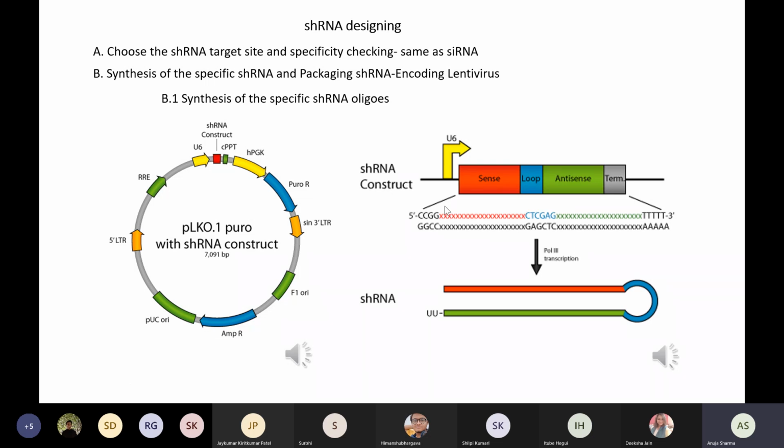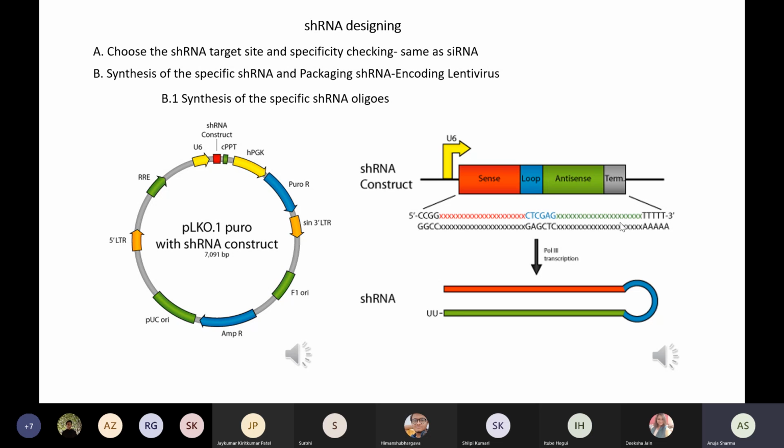So here you need to understand that this particular sequence is directly your sense sequence, right? So it will match with the target site that you want to design siRNA or shRNA for. Then there is a loop which forms this particular part of your shRNA hairpin. Then this green will fall back on this red. So basically, it is the complementary part.